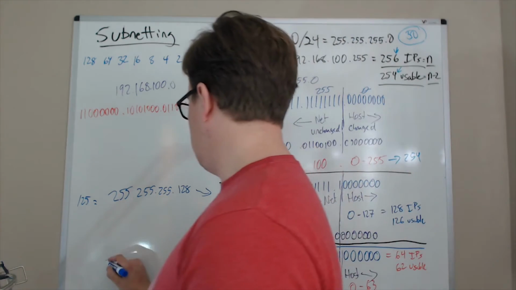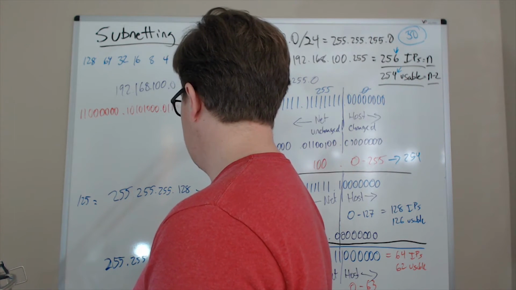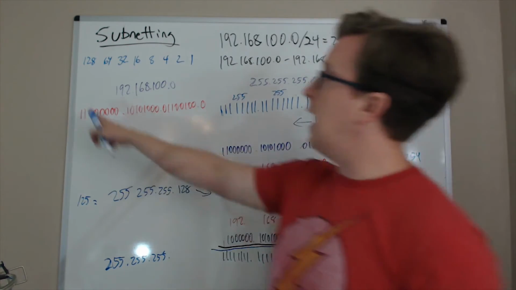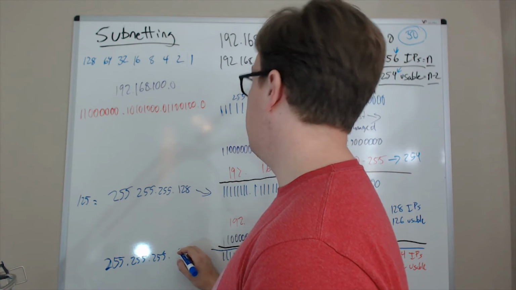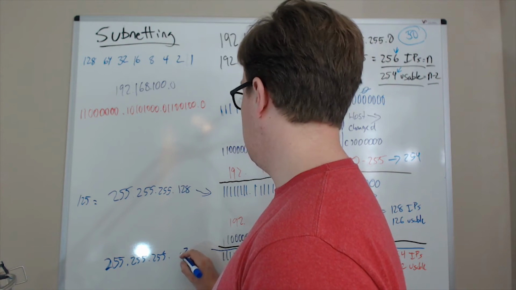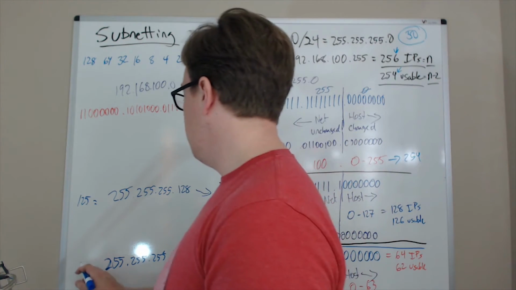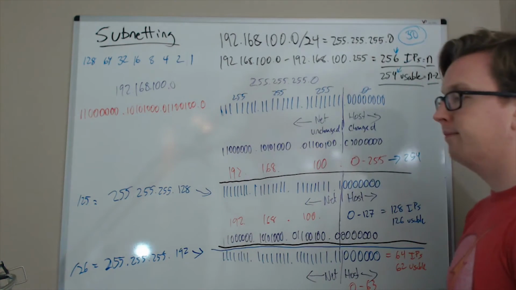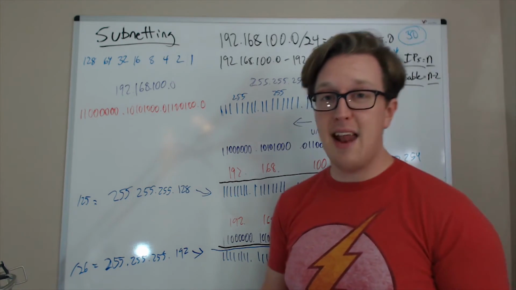And again, to show you here, it's 255, 255, 255, and then we add up these two bits. It's the 128 and 64, which is going to be 192. Want to make sure I did my math right. And this will be a /26. Cool. That's about it. That's kind of how subnetting works.